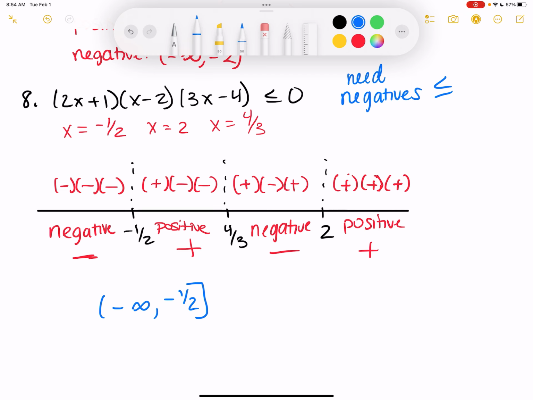So since it's less than or equal to, I need negatives and I need zeros. So it can be anywhere that it's 0 or negative, so I'm including. So it would be bracketed 4/3 to 2 as well, both ends bracketed because they are included. Union with bracket 4/3 to 2. I almost concluded and was like, that's not it. Oh, I forgot the union symbol.